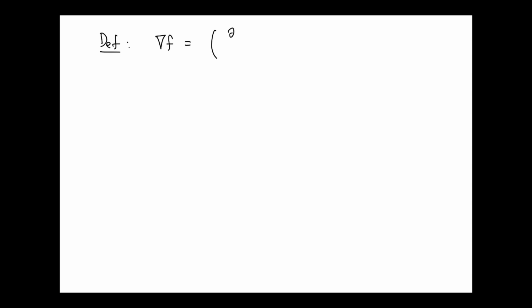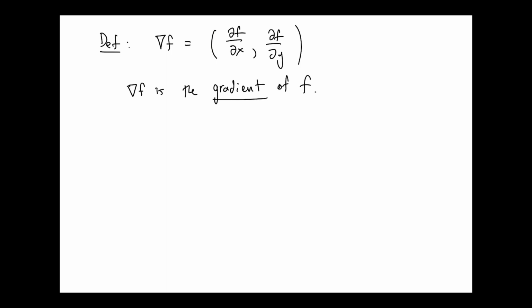All this means, though, is to take the two partial derivatives and put them together in a vector. The derivative with respect to x goes in the first coordinate, and the derivative with respect to y goes in the second coordinate. And this thing is called the gradient. So defining it is easy. Just take the two partial derivatives, throw them in a vector, done. That's it.